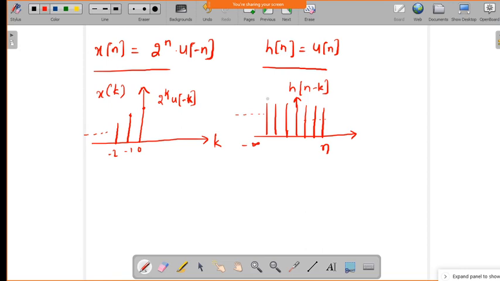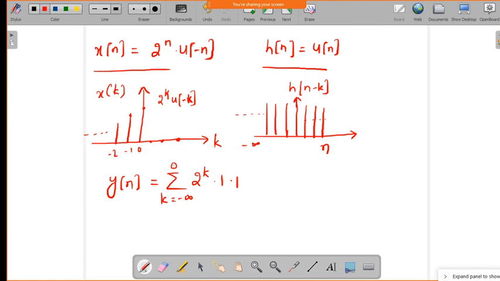Now if you convolve these two, till what value will it exist? It exists from minus infinity to 0, is it not? After 0 there are no amplitude values, so it gives 0. So the summation y of n exists for k equal to minus infinity to 0, of 2 power k into 1, because h of n minus k has value 1.